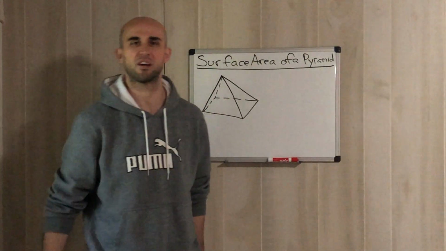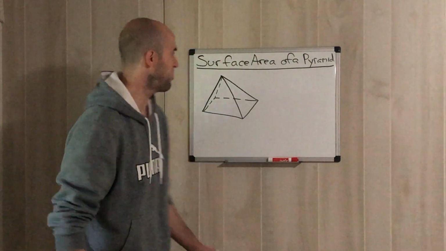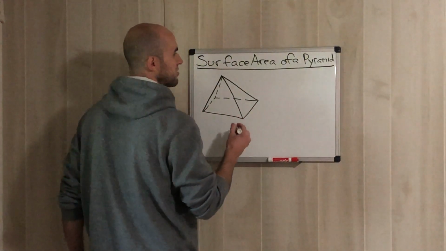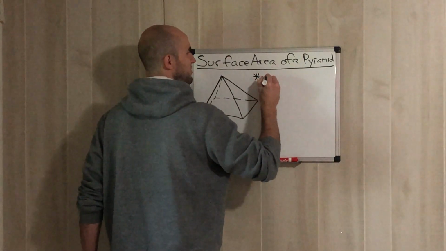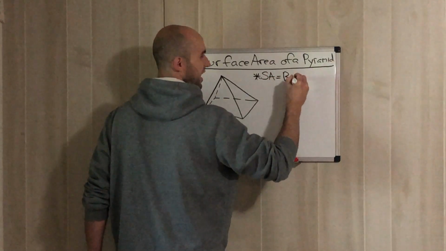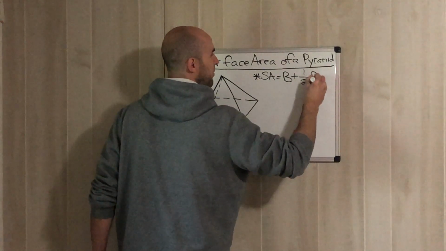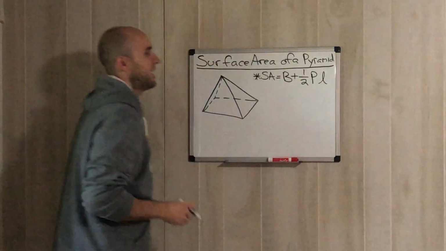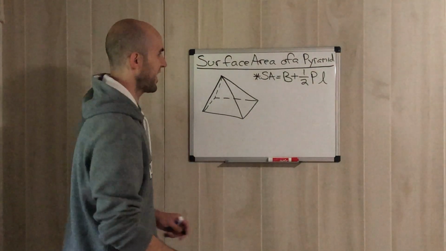Since we're dealing with surface area, what we're going to be dealing with is finding out how much is actually on the outside of a pyramid. So whenever we're working with the surface area of a pyramid, there is a formula that we always use. And that surface area is going to be capital B, and I'll explain, plus a half, capital P, and then L. And again, I'll explain all that. I'll also explain why some are capital and others are lowercase.